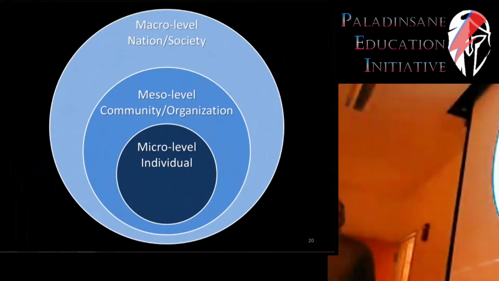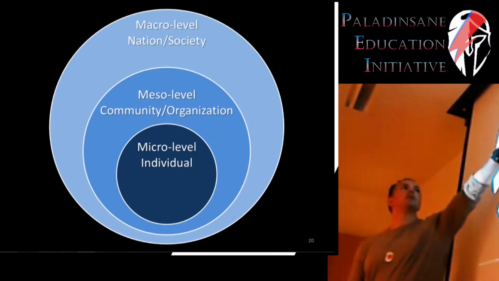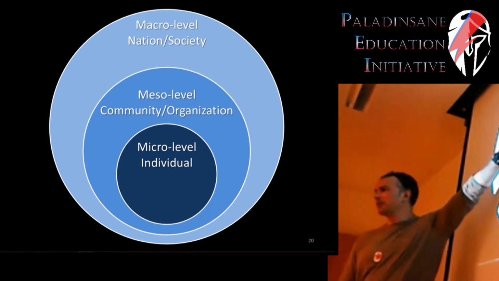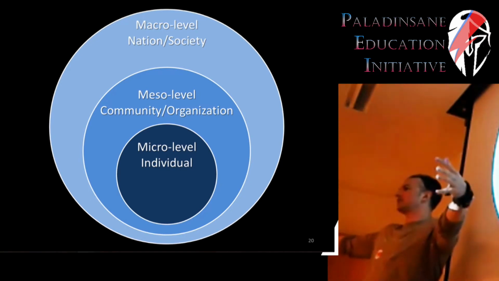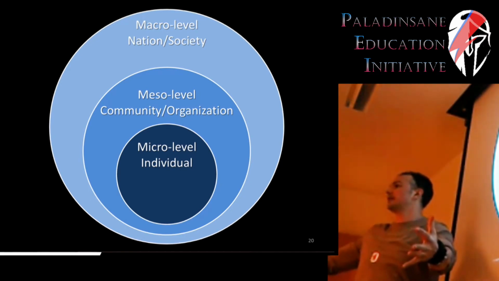So the micro level is the individual. The meso level would be the community or the organization, so that would be like the precinct or the police department. The macro level is national or society, so that would be the United States' approach to law enforcement in general.